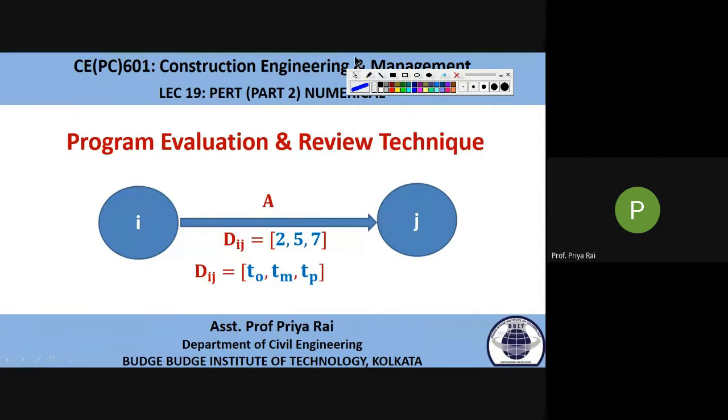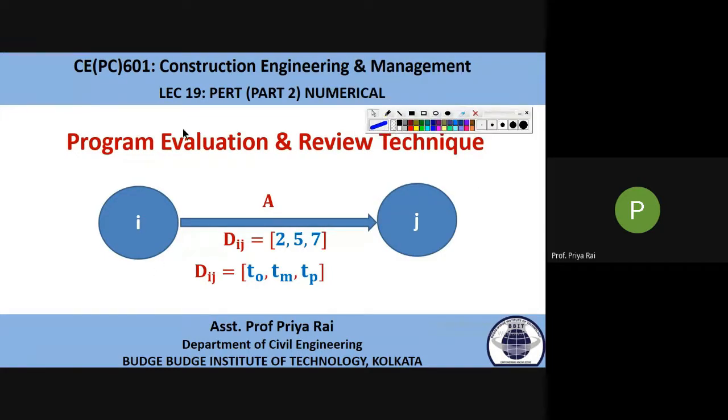Today we will be solving one numerical, based on your previous lecture, which was your PERT analysis, right? PERT, program evaluation and review technique. In the last class we described the differences between PERT as well as CPM and how we can solve this PERT network diagram.